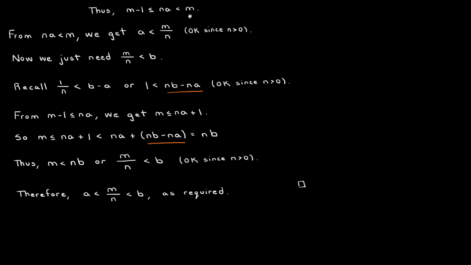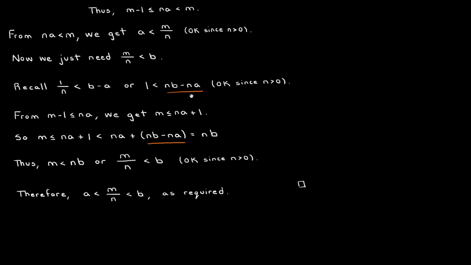From m being strictly larger than na, we can divide both sides by n to get this. In other words, our constructed rational number is strictly larger than a, and now we just need to show that our constructed rational number is also less than b. Recall that we picked our n so that 1 over n is strictly less than the distance between b and a. Well, we can multiply both sides of this inequality by n to get the following equivalent inequality.